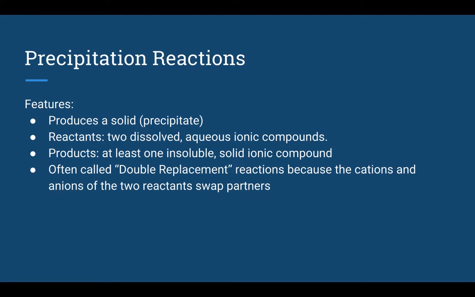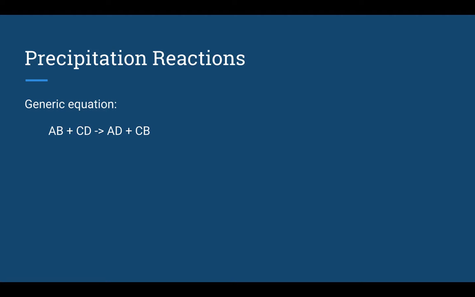So if you want to just look at a generic reaction equation for a precipitation reaction, this is kind of the general feature. The way it would look is you have some compound AB, where A is the cation and B is the anion, reacting with another compound CD, right? Similarly, C is the cation, D is the anion. And they're going to swap partners. So now the cation A is going to combine with the anion D of the other compound. And similarly, the cation of CD, which would be C, is going to combine with the anion of the other compound.